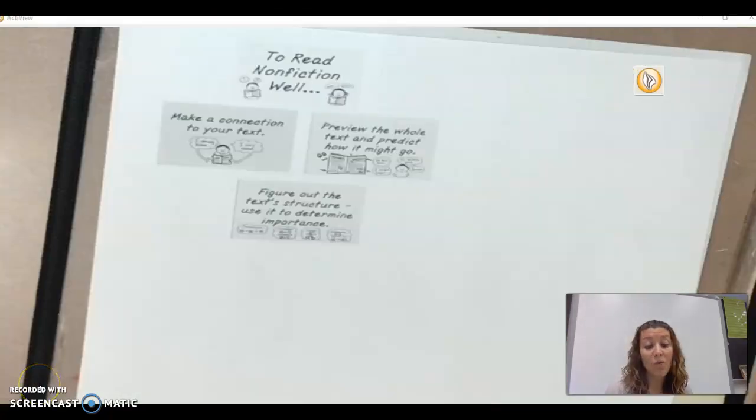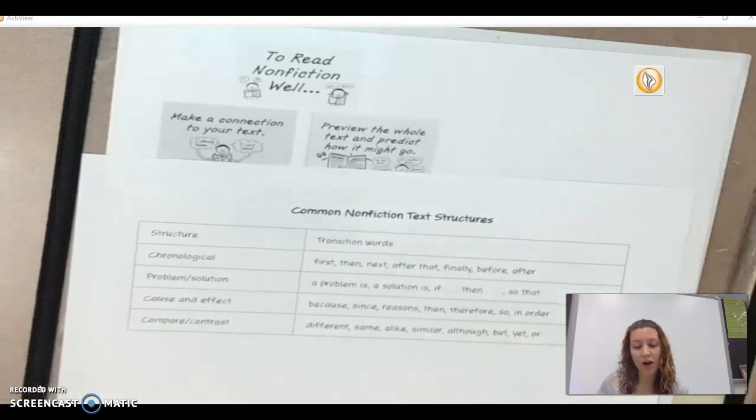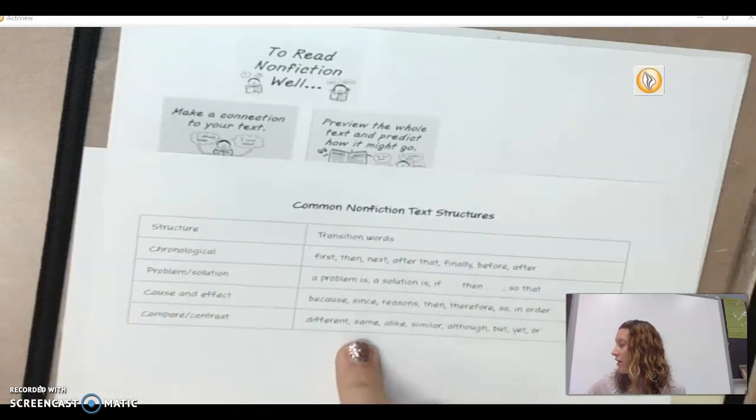So before we listen one more time, I want to point out that you might have thought that this news article was written in a main idea, supporting details, text structure. But I'd like you to think that it might be a little bit more complex than that. And I want you to keep in mind what some of our text structures are. So take a look at this chart.